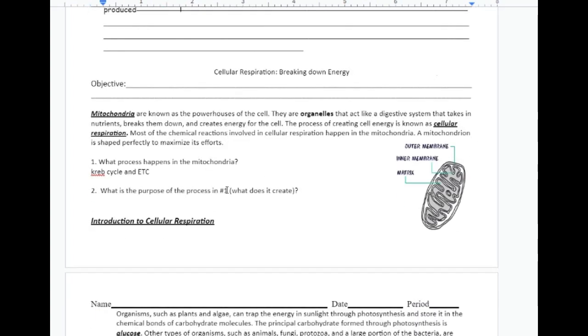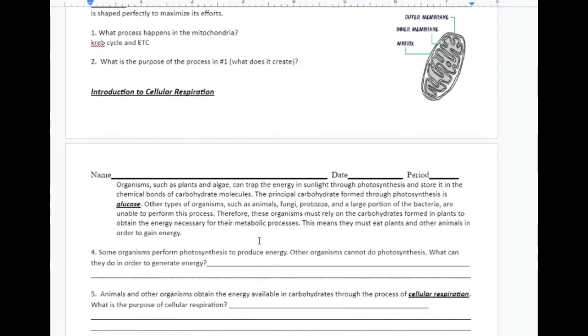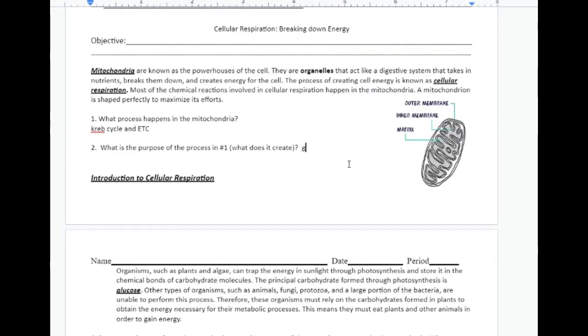So we're on cellular respiration. What is the purpose of the process in number one, and what does it create? Where's number one? All right. Well, it's got to be glycolysis. Because what do we say? That's the first stage. All right. And then what's going to happen? I don't even know where the picture is. All right. So what do we say we have to do? We have to create CO2. O2. So we got to get rid of that. That's what we're doing.